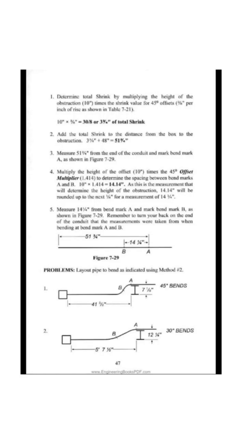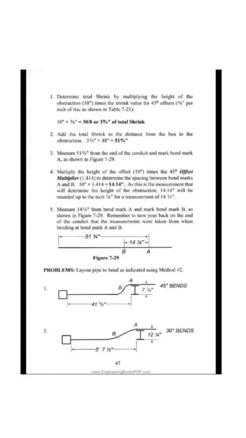2. Add the total shrink to the distance from the box to the obstruction. 3¾ plus 48 equals 51¾. 3. Measure 51¾ from the end of the conduit and mark bend mark A, as shown in Figure 7-29. 4. Multiply the height of the offset, 10, times the 45 degree offset multiplier, 1.414, to determine the spacing between bend marks A and B.